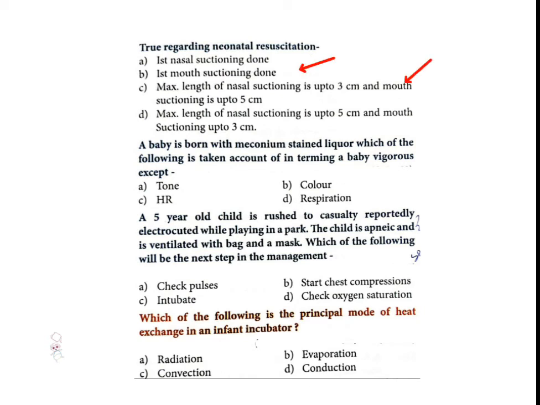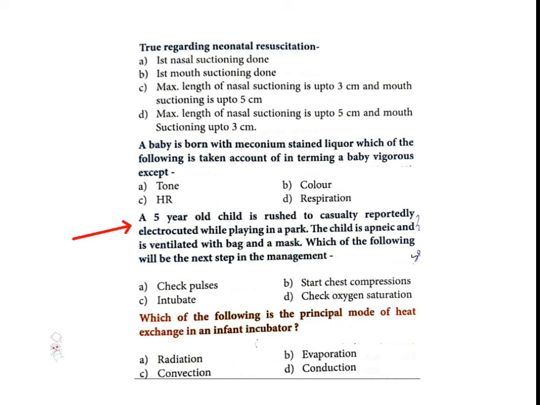Next question. A baby is born with meconium-stained liquor. Which of the following is not taken into account in terming a baby vigorous? Tone, color, heart rate, respiration. It is color.